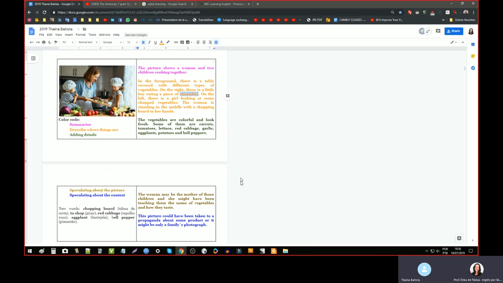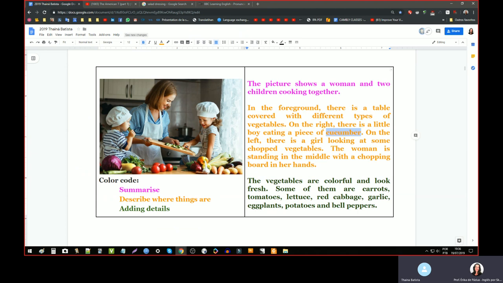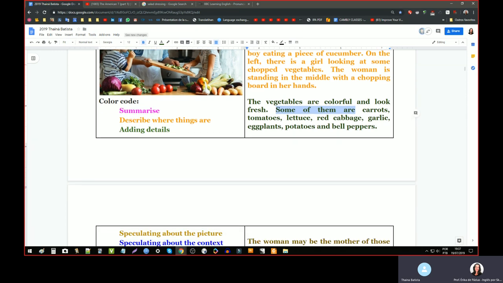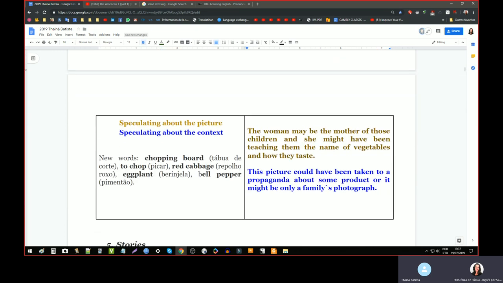Here, it's not wrong, but another way to say this, instead of saying some of them, you could say the vegetables are colorful and look fresh. They include carrots, tomatoes, lettuce, etc. Okay? This is not wrong. It's just another way to say this.